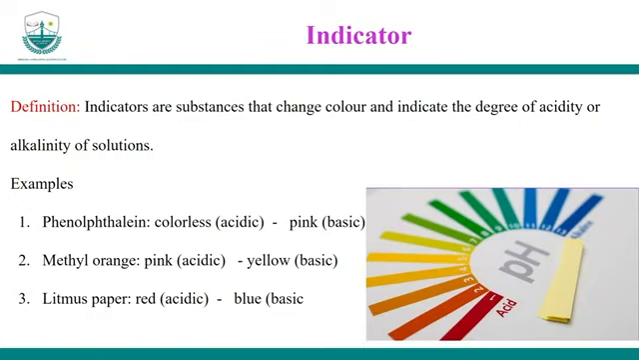Okay, so here we're talking about an indicator, which is basically a substance that can change its color to indicate the extent of acidity or alkalinity. So we have examples here. Phenolphthalein is colorless when acidic and it is pink when it is basic. And then we have methyl orange, it is pink when acidic, and it is yellow when it is in a basic solution. And then litmus paper, when it is acidic, it is red. When it is alkaline, basic, it is blue. Okay, that's what indicators are.